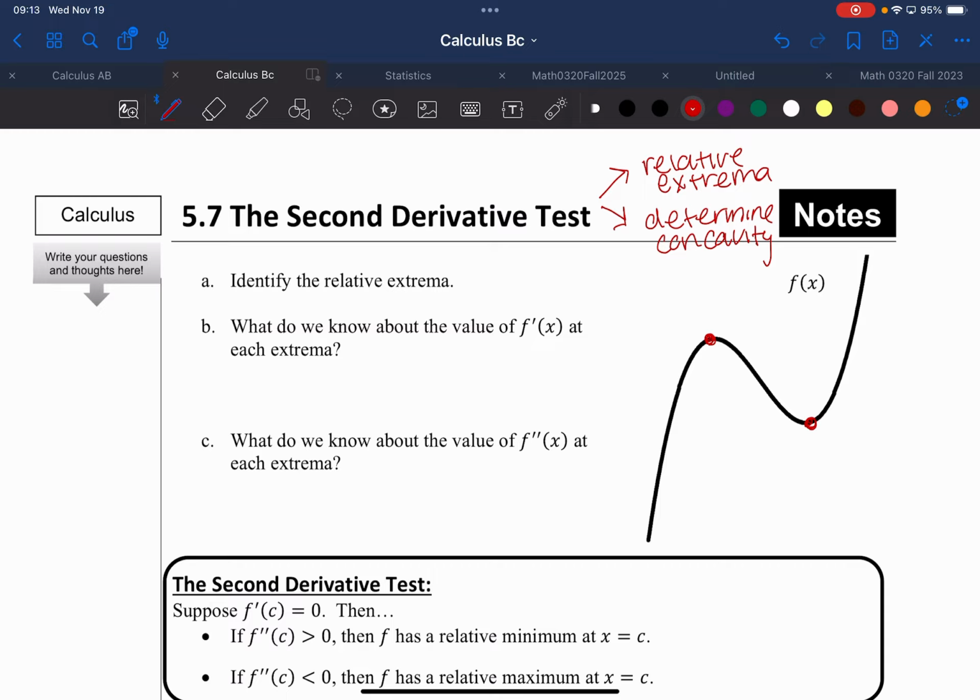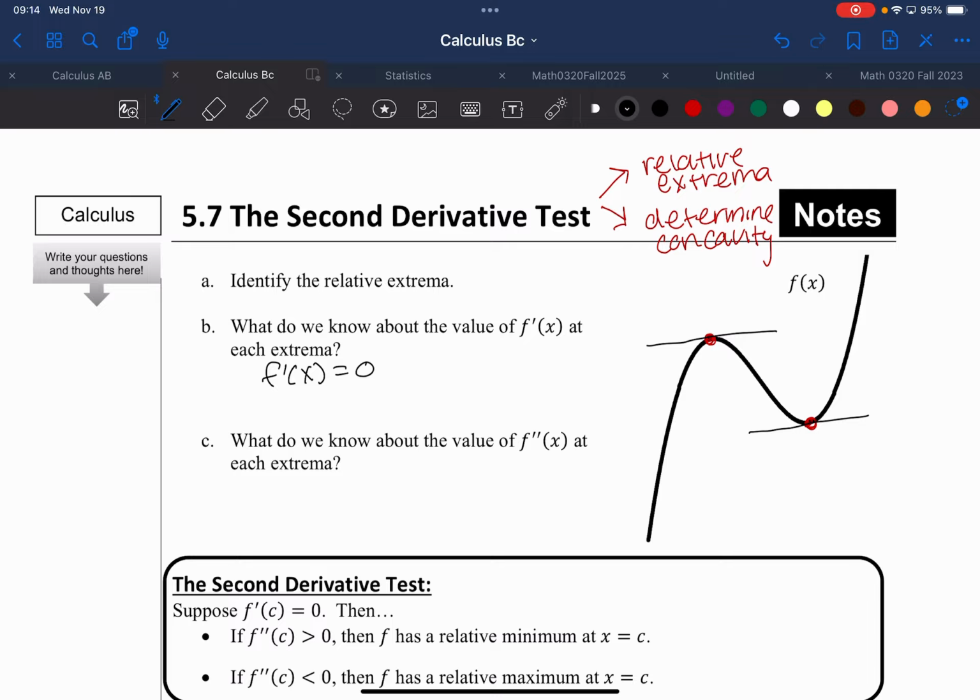Okay. And then it says, what do we know about the value of the first derivative at each extrema? So notice this is the graph of f, which means that the first derivative at each of these points is going to be equal to what? 0. So we know that the first derivative is equal to 0 because we have a 0 slope.